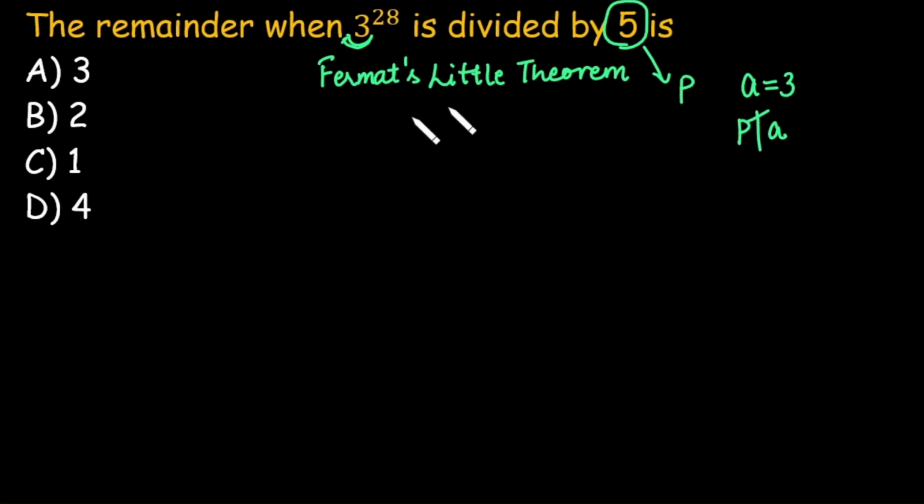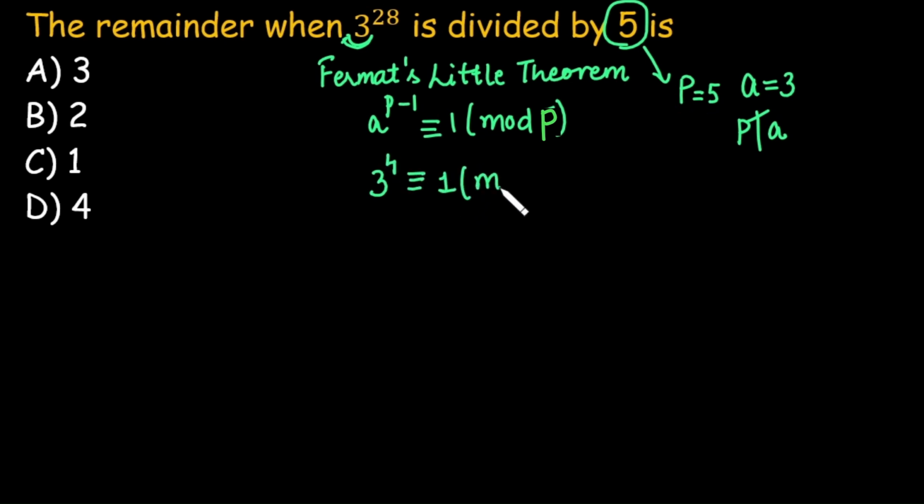According to Fermat's theorem, A raised to power P minus 1 is congruent to 1 mod P. What does it mean? It means if we take the power of A as P minus 1, when divided by P, the remainder is 1. According to this, A is equal to 3, P is equal to 5, and 5 does not divide 3. It means we can directly apply this result. According to this result, 3 raised to power 5 minus 1, that is 4, is congruent to 1 mod 5.